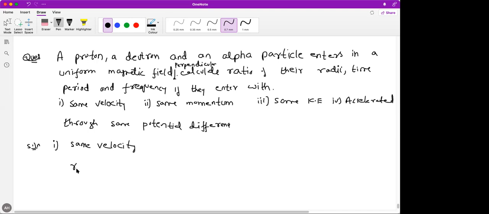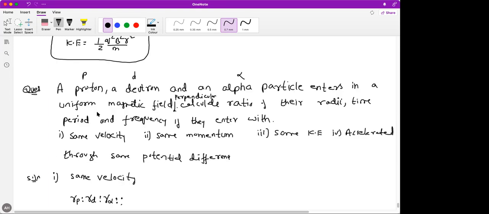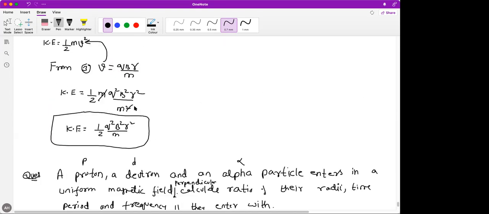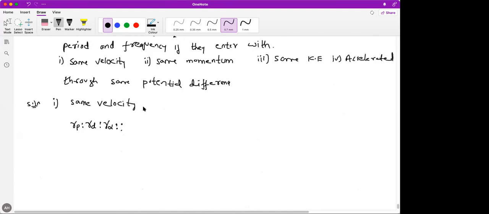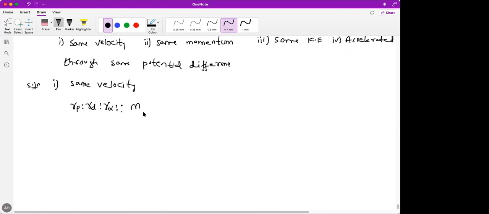I need a ratio of radius of proton, radius of deuteron, and radius of alpha particle. P is for proton, D is for deuteron, and this is for alpha particle. So the expression of radius is mv by qB. So we'll write this as mass of proton into velocity of proton divided by charge of proton into magnetic field. Magnetic field is same for all.